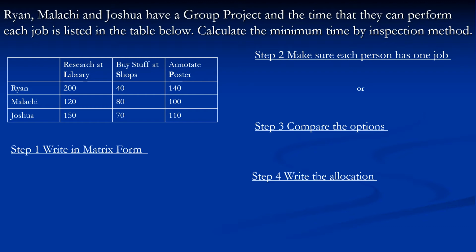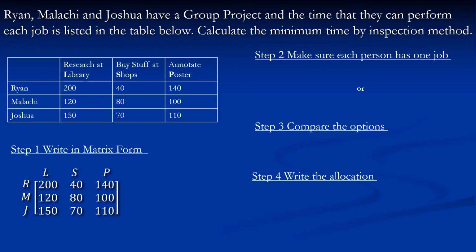Now Ryan will take 200 minutes for research, but is a gun at shopping and not so fun at annotating as well. So Malachi, researching takes him 120 minutes. Buying stuff will take him 80 minutes, but annotating the poster will take him a bit quicker. Josh, it'll take him 150 minutes to research at the library, 70 minutes to buy stuff at the shops, and 110 minutes to annotate the poster. So how can we use this now to get this job done the most efficiently?